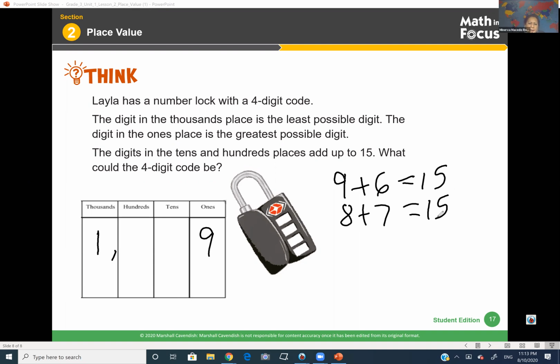So far, those are the digits I think. So it could be either way. Could be a 9 here and a 6, or maybe an 8 or a 7. Or we can put them the 6 first and the 9, or the 7 and the 8. All these numbers together make the 15. So any of these numbers could be the combination of this lock.